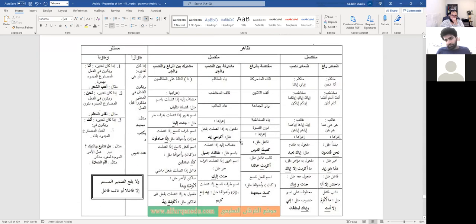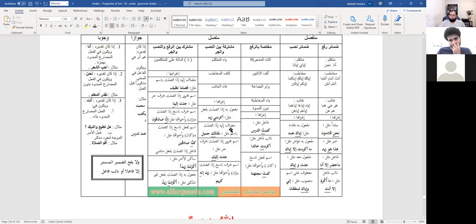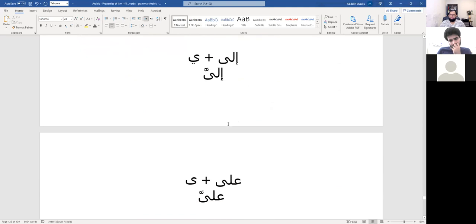Now, kaf al-mukhatab. We can do the same thing. Kaf al-mukhatab means ka for the male, or ki for the female, kuma for the dual, kum for the plural, masculine or mixed, or kunna for the female plural. Let's mention those so you know what I'm talking about.